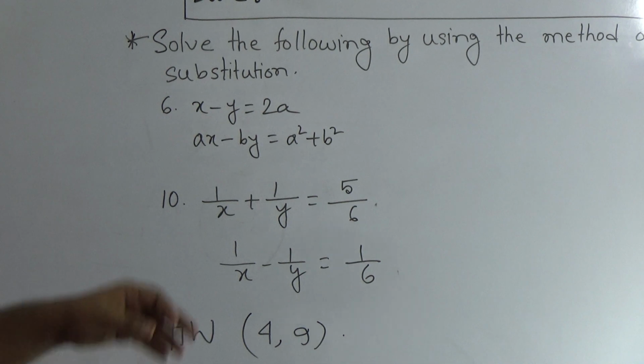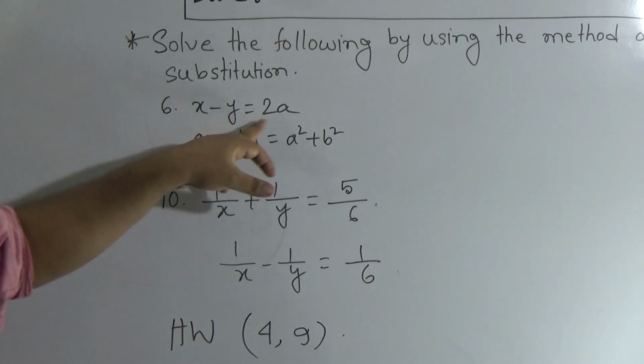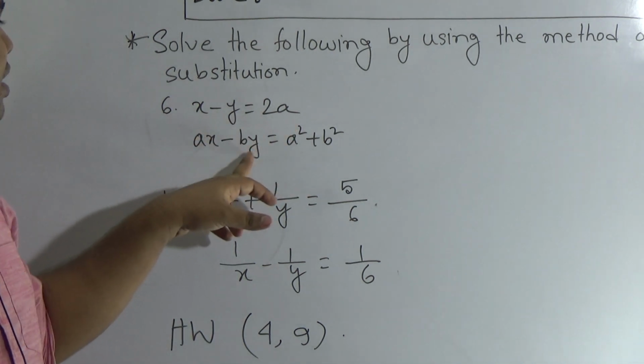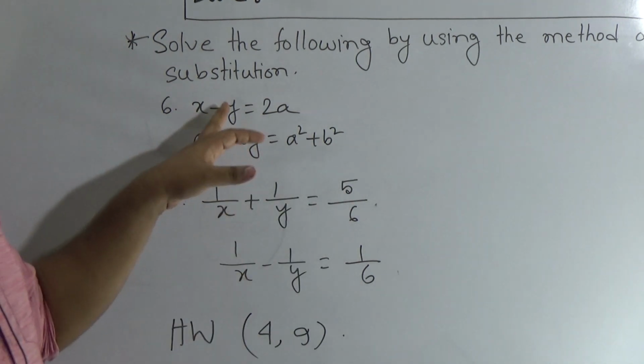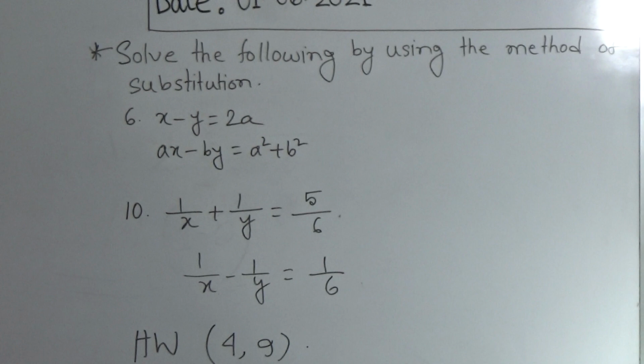Question number 6: x minus y equals twice a, and ax minus by equals a square plus b square. Dear students, it has two variables. We want to solve this math and find the values of x and y, and the question asks us to find the answer by the substitution method.